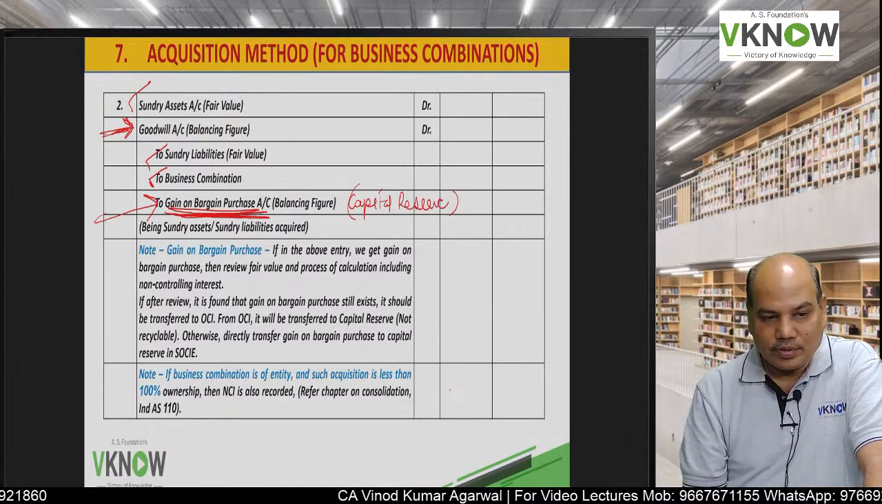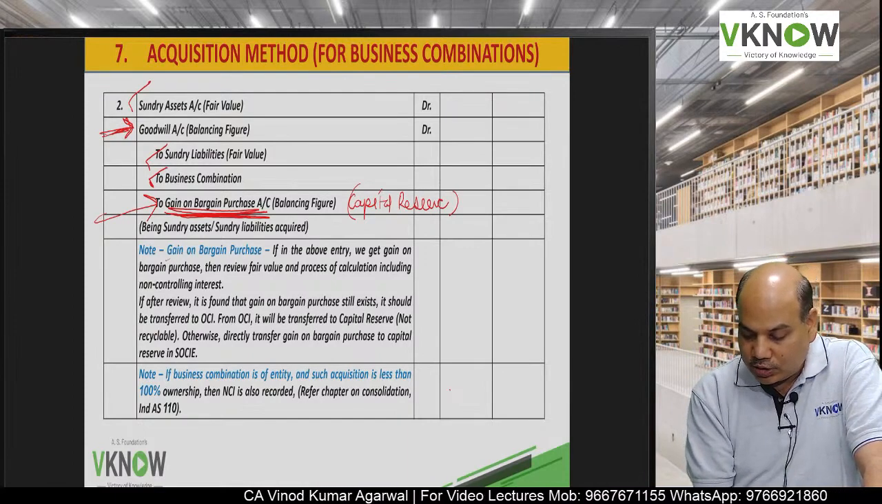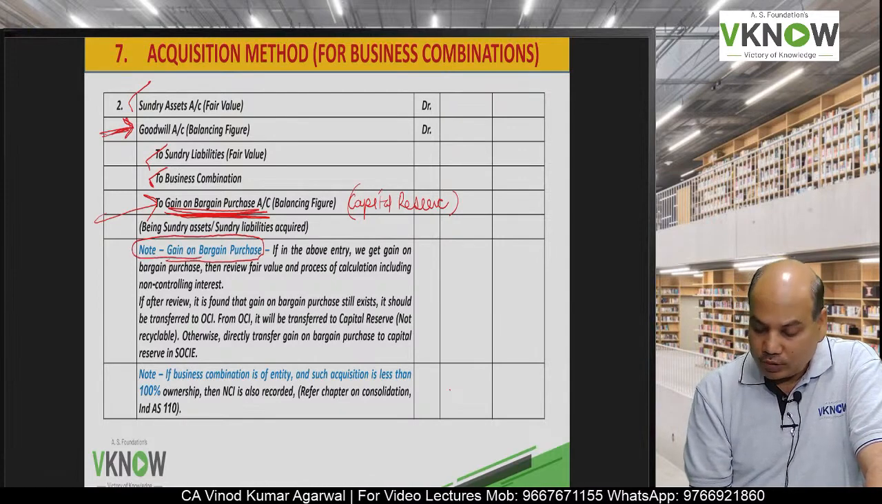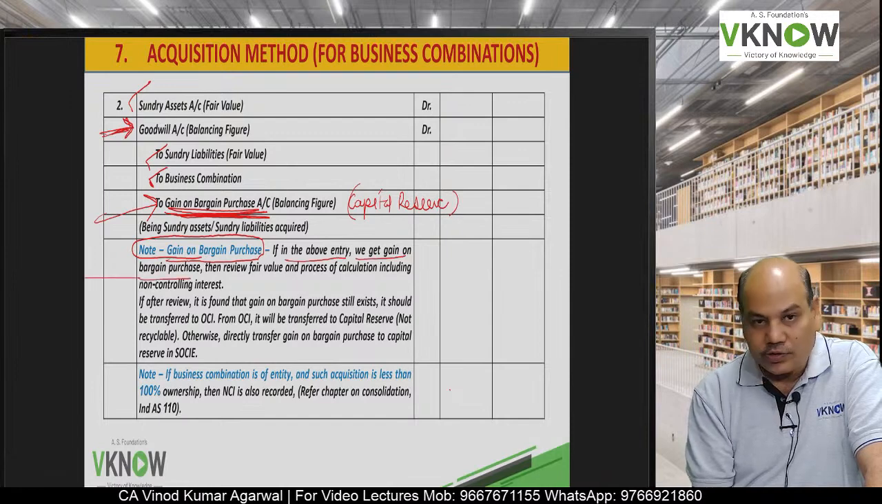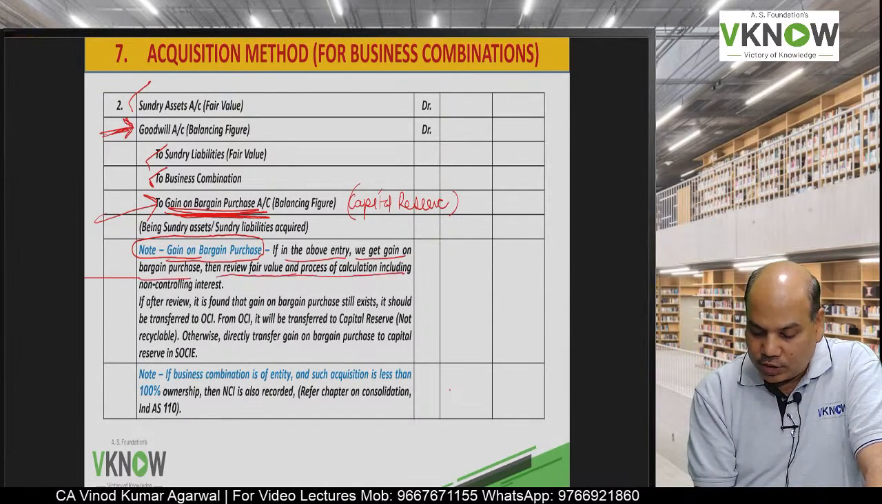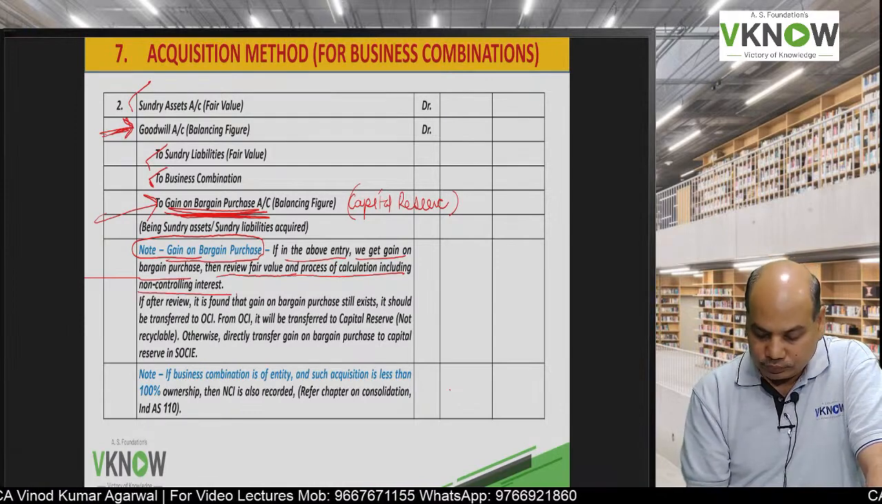Capital reserve, gain on bargain purchase or capital reserve account credit as a balancing figure. Now what about the presentation of gain on bargain purchase? If in the above entry we get gain on bargain purchase, then review the fair value and process of calculation including non-controlling interest. Is it right?